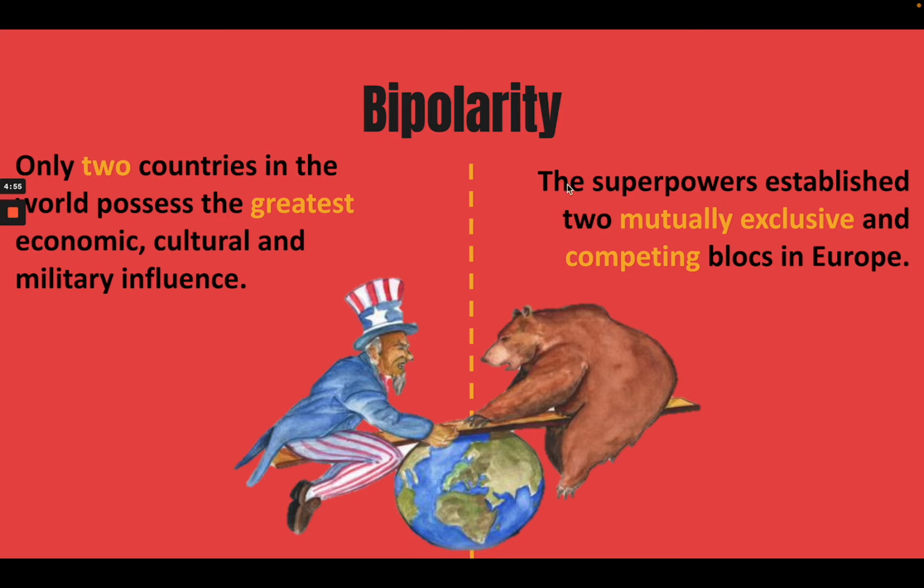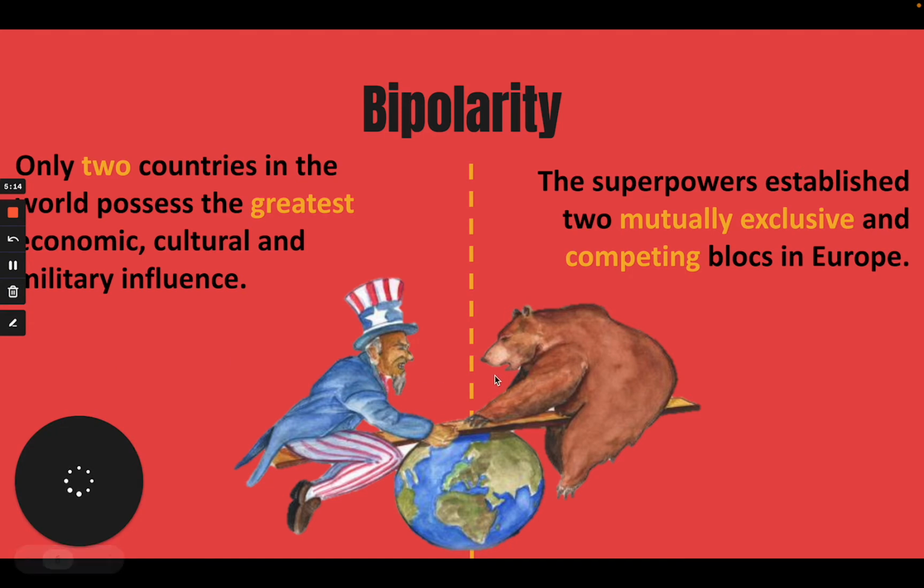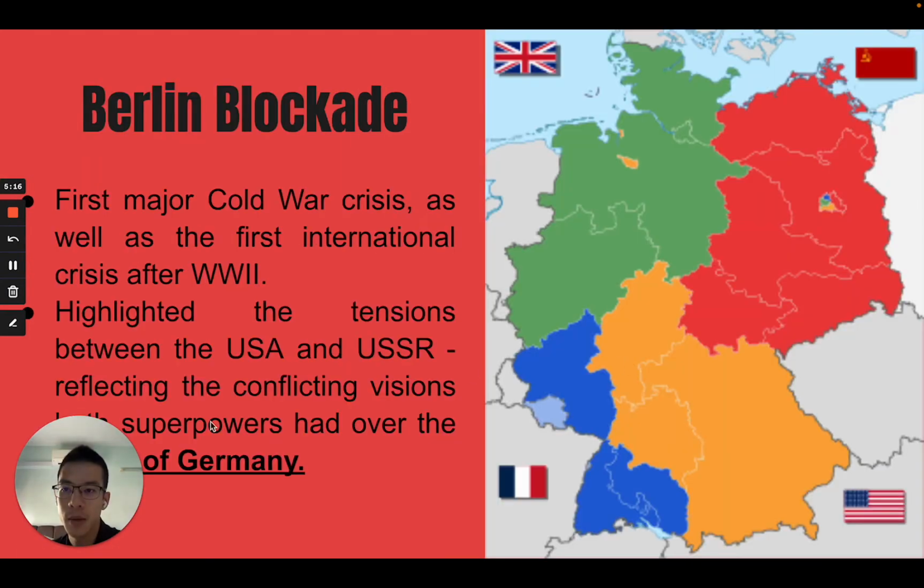So bipolarity, the idea of polarity in the other sense, means you can think of it like your North Pole and South Pole. They're on opposite ends, completely opposite, separate. So these two superpowers are going to establish mutually exclusive, competing blocs in Europe. Mutually exclusive means you can join either of the blocs, but not both. So that's what bipolarity means.